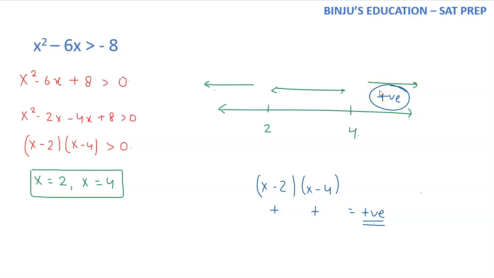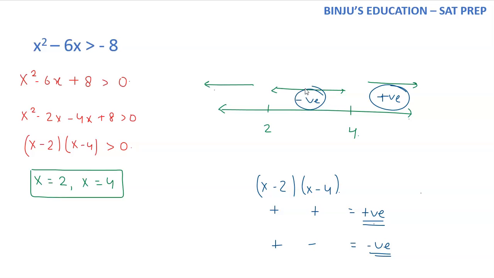So for x greater than 4, your expression or your equation is always positive, that is greater than 0. When you talk about numbers between 2 and 4, think of 3. When you think of 3, 3 minus 2 is positive, but 3 minus 4 is negative. So this will again give you a negative result. So between 2 and 4, this is negative.